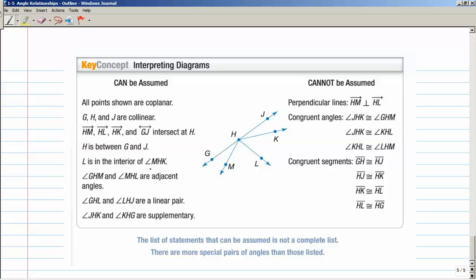So here's a list of things, and I'm not going to go through all of them, that you can assume from this picture. All of the points are coplanar, certain angles are adjacent, or form a linear pair, or are supplementary. And here's a list of things you cannot assume. A lot of this has to do with congruency and perpendicularness. You can't assume that two things are congruent or that two lines are perpendicular unless it is marked in the diagram. So in this section we learned about a whole lot of different types of angles. Make sure you memorize those and are familiar with all of them.